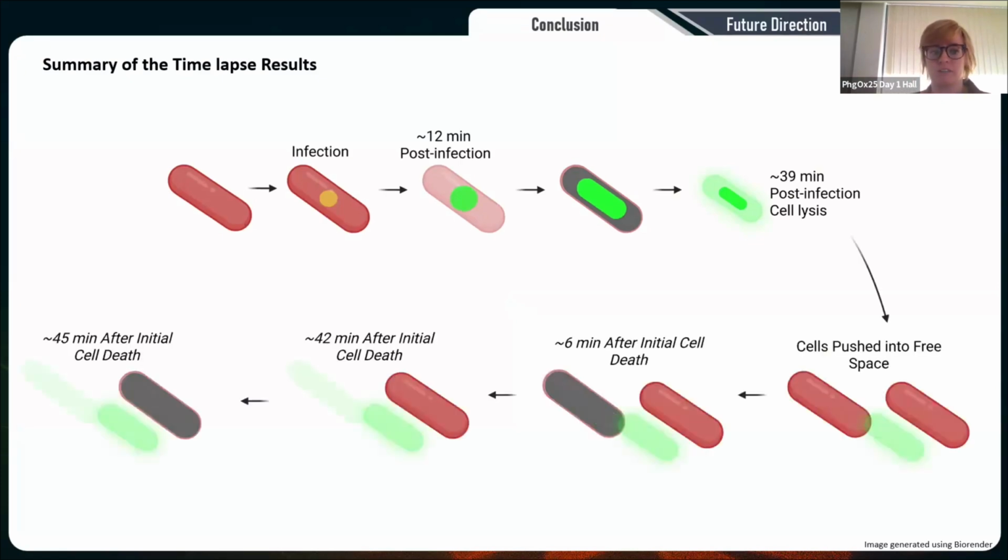About 40 minutes after the death of the initial cell, with the cells pushing into this new free space, we then start to see the surrounding cells begin to die as well, although they're not producing the same sort of vibrant green signal that's initially seen in the first set of cell lysis. So about 42 to 45 minutes, a lot of the cells surrounding that initial cell have begun to die.